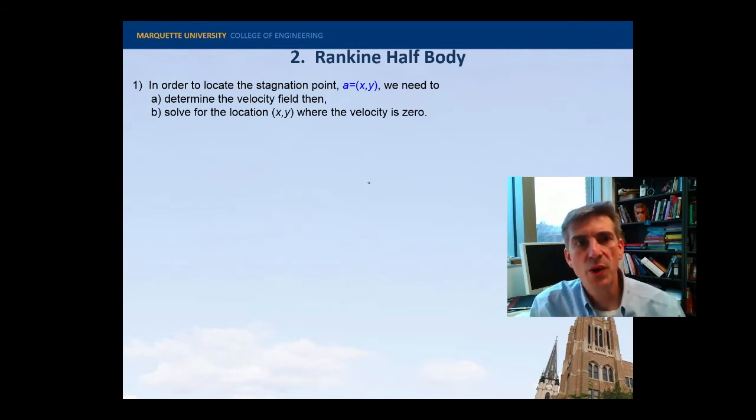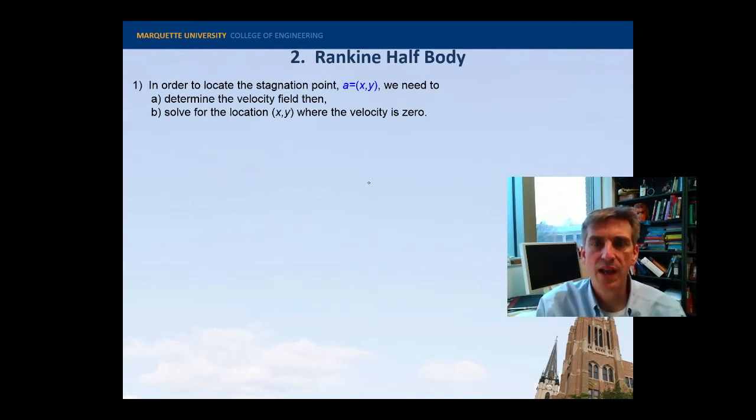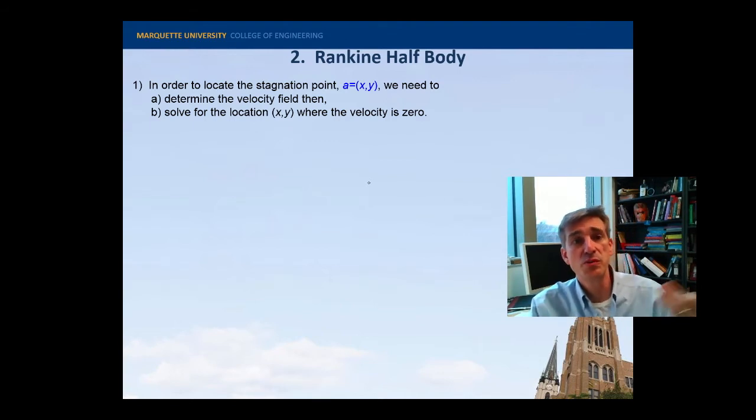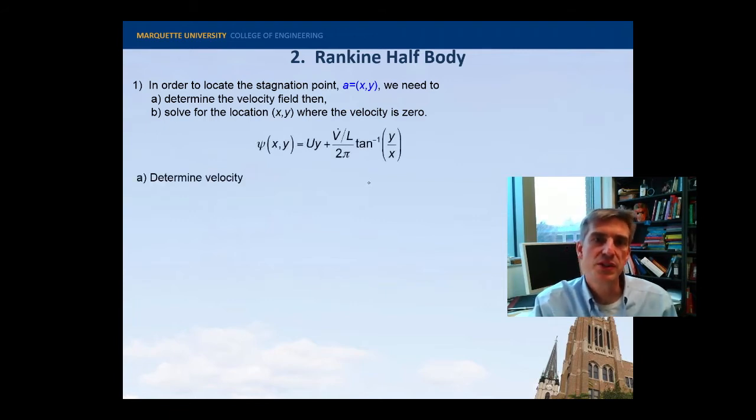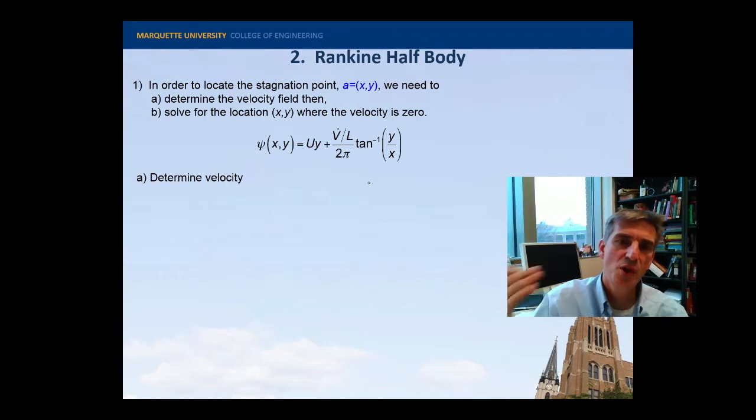All right, so in order to locate the stagnation point x and y, we need to first determine what the velocity field is, and then we'll set that velocity field equal to 0 and solve for the xy location where that is 0. Is that stagnation point the only point in the flow where the velocity is 0? I think it is. So we won't have any problems with multiple solutions for x and y, for u and v equal to 0. So here's my stream function. That's the general stream function. It describes the whole flow field.